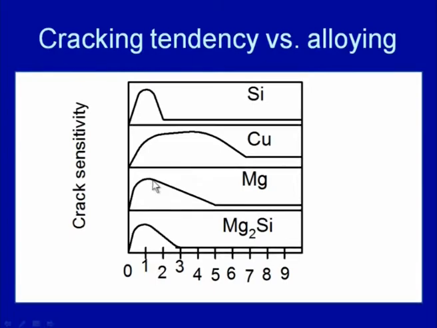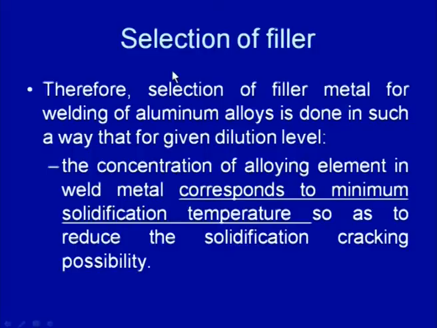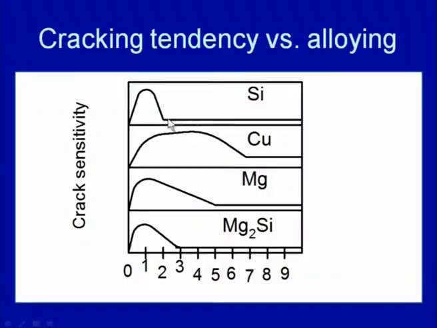reaching the maximum it starts decreasing. Keeping these concentrations of silicon, copper, and Mg2Si in mind, the suitable filler material is selected during the welding of aluminum, so that we are not in the crack sensitive zone, but we are in the safer zone. So, this is the safer zone for the aluminum silicon system, this is the safer zone for aluminum copper, for aluminum magnesium this is where cracking tendency is minimum. This is for Mg2Si.